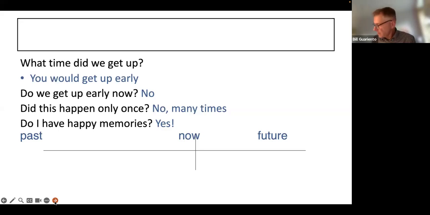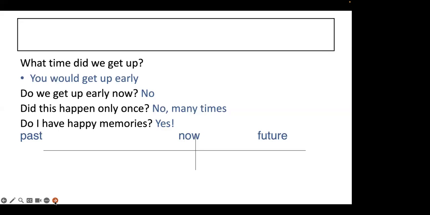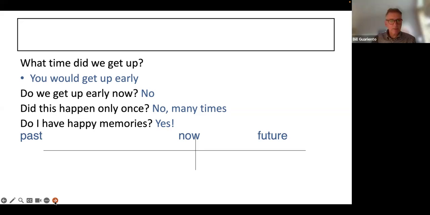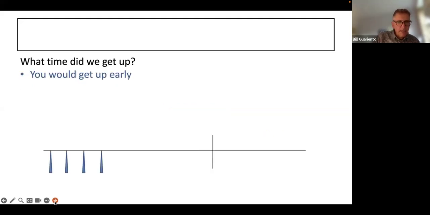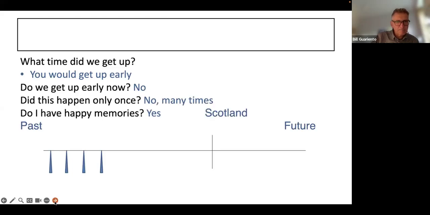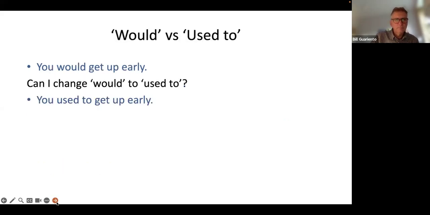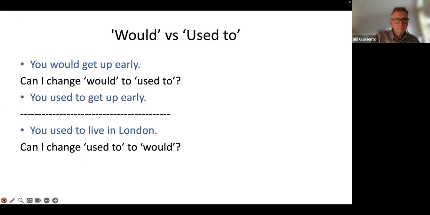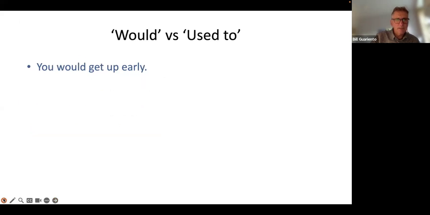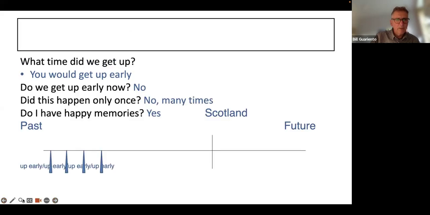Where shall we put this? You would get up early. Where shall we put it? Before now. It's in the past. Good. Okay. Let's put it. There we are. So it's in the past. You would get up early. Okay, good. Excuse me. Sorry, my computer is having problems. Okay, so there. Every summer I would get up early. Okay, good. I would get up early.